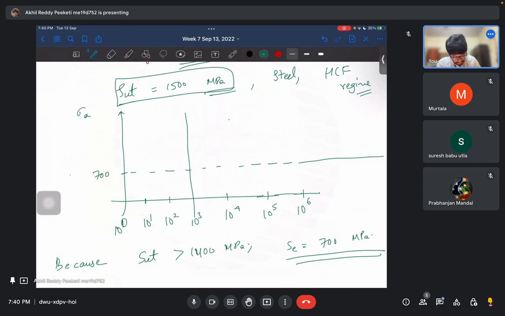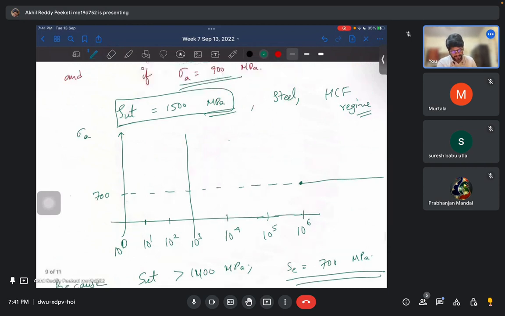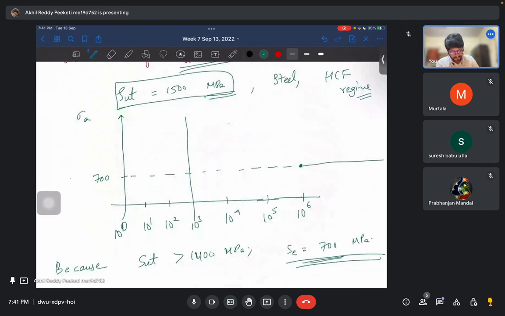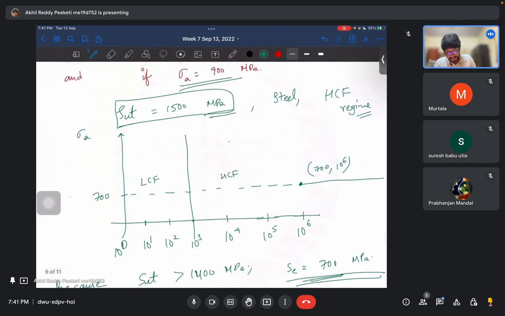Okay. So this is one point at 10 power 6 cycles. If it's not mentioned, then usually this endurance limit is taken at 10 power 6 cycles. So one point in the graph is 700 comma 10 power 6. Now at 10 power 3 cycles, the region is the interaction between low cycle fatigue and high cycle fatigue, in between this.